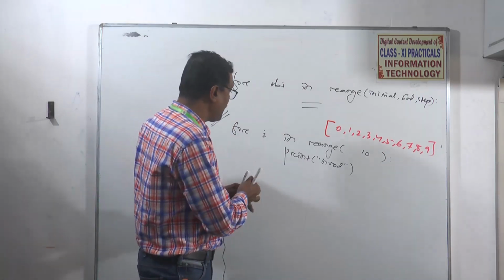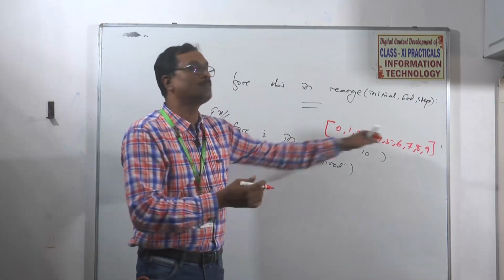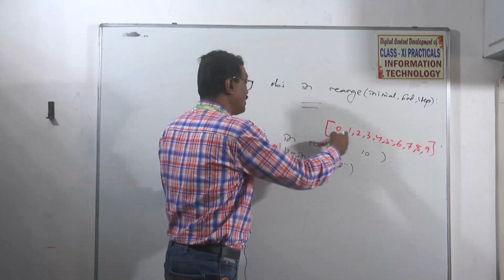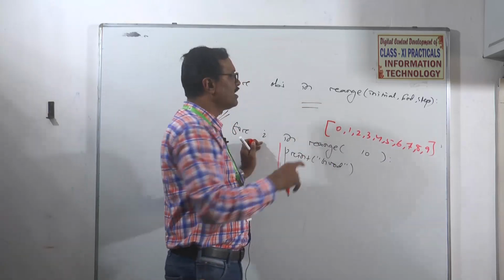That means this body will be executed this many times. How? This 0 will be assigned to i, then 1 will be assigned to i, 2 will be assigned to i.